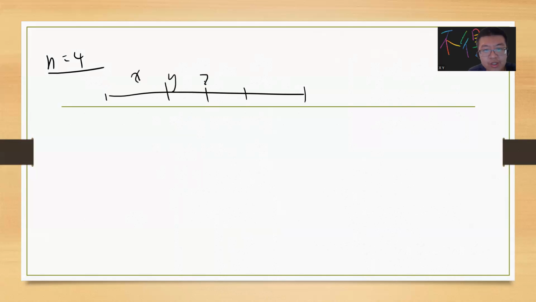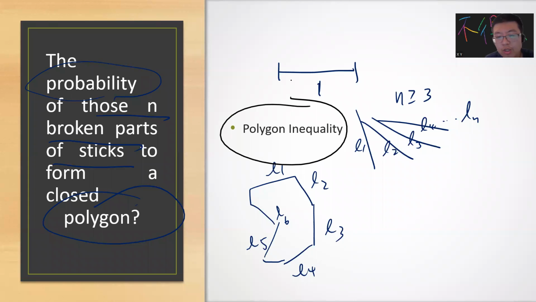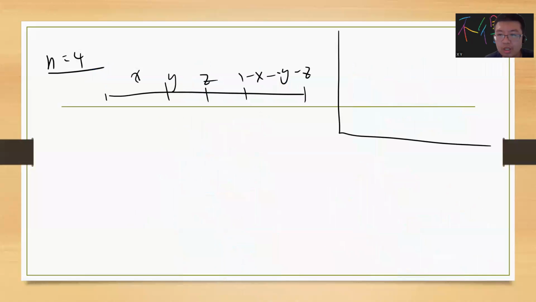So we have x, y, z, and 1 minus x minus y minus z. In higher dimensions you have the so-called polygon inequality. In order to form a polygon, any particular length needs to be less than the sum of the rest, so for j not equal to p. This can be proved using vector analysis, but if you don't know that, just remember this is true.